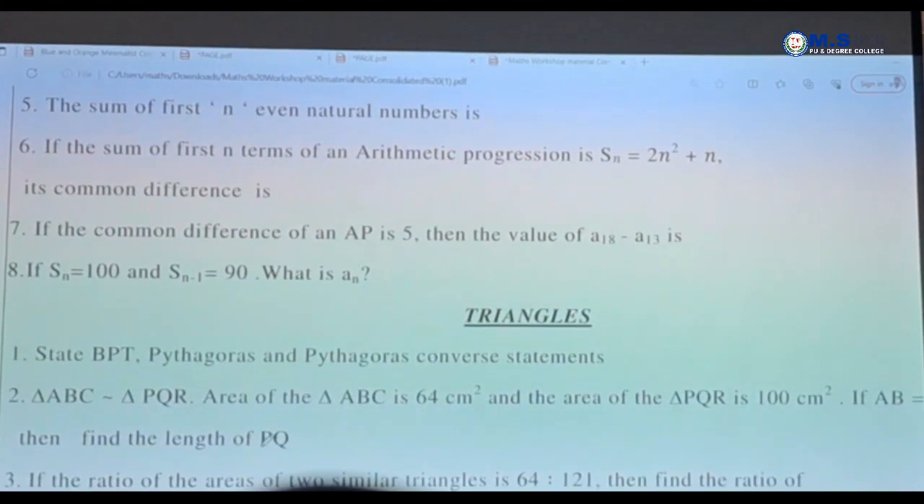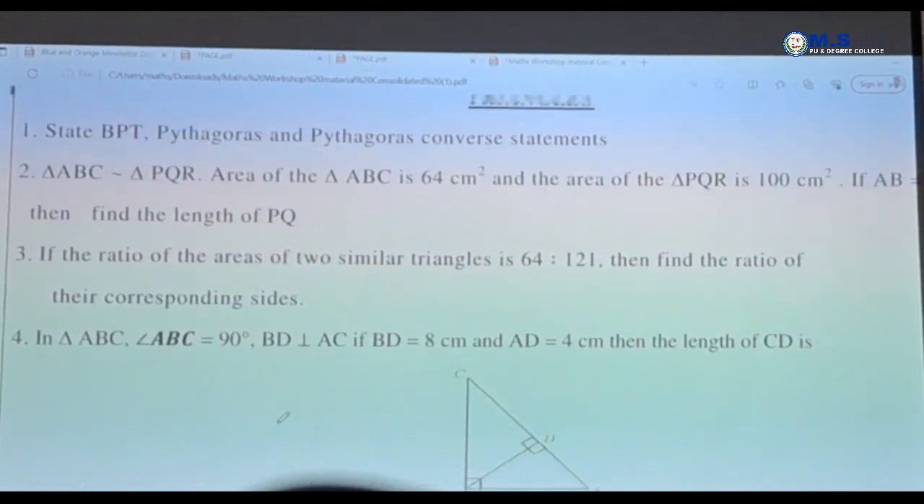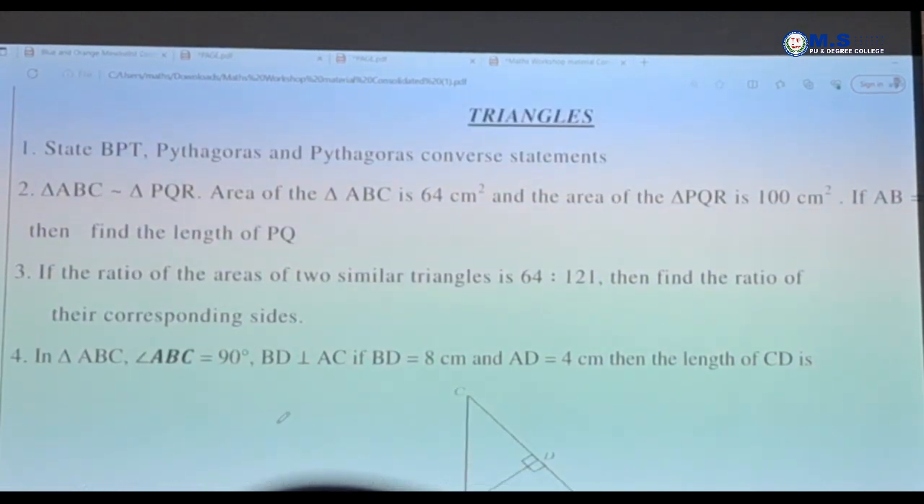Next, we move to triangles. Definitely you can expect a 1 mark MCQ and a 1 mark very short answer, and a 2 mark question. 2 questions for each 1 mark, total 2 marks.